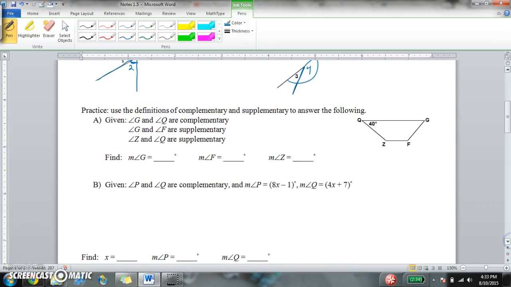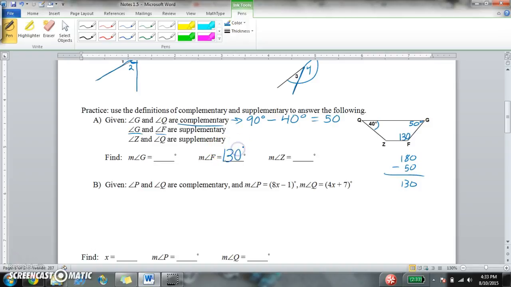So, given this diagram, and also given that G and Q are complementary to each other, so automatically we know that complementary means they add up to 90 degrees. So if G and Q are complementary, and Q right here is 40 degrees, we know that Q must be that 90 degree total minus 40 degrees. So G would have to be 50 degrees, so that those two angles together add up to 90, since it says they are complementary. Same thing, it says G and F are supplementary, so if G is 50, we know G and F have to add up to 180 degrees, because that's what supplementary means. So 180 minus 50 would give us 130 for F right here.